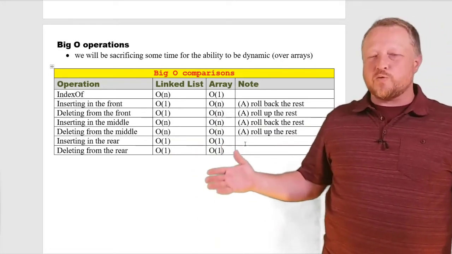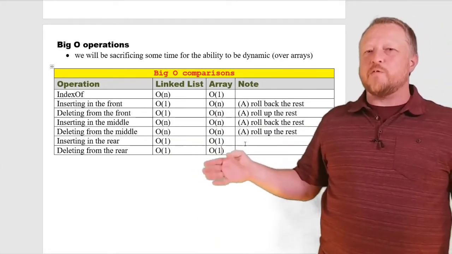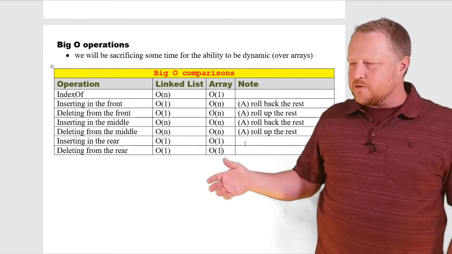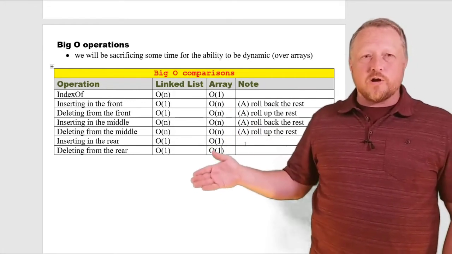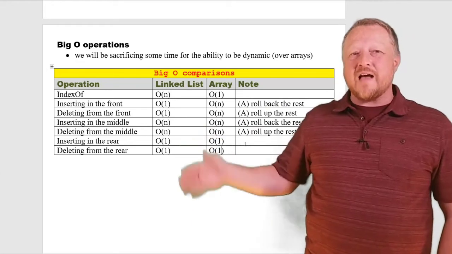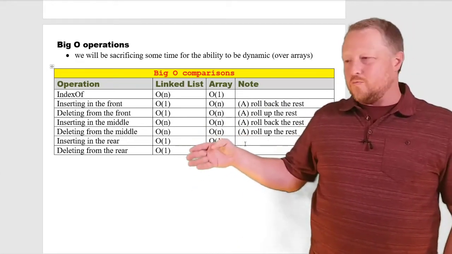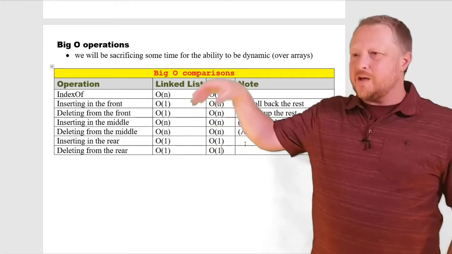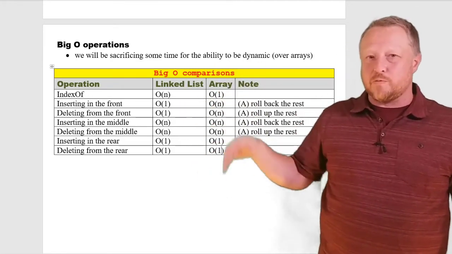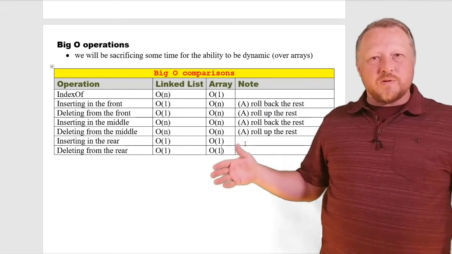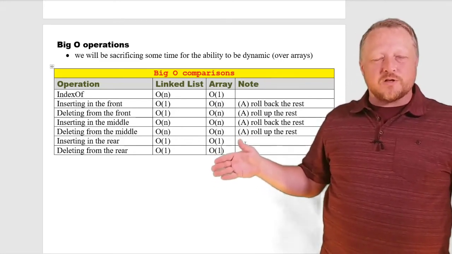Inserting from the rear is where things differ from my version to maybe somebody else's version that you see online or your instructor's. But because I have a rear pointer, it does it in O of 1 because it's already set up. Create a new node, insert a couple items, boom, it's done. That may not always be the case for some of the setups that you may see.